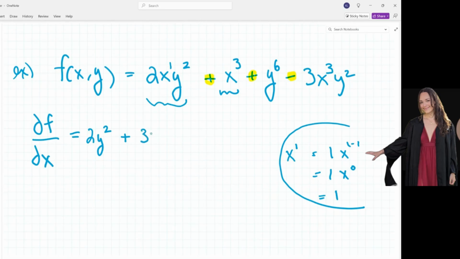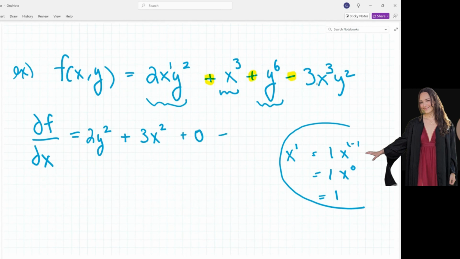So we've got 3x squared. And then what about this term over here? Y to the power of 6. Well, we're differentiating with respect to x. So since y is treated as a constant, the derivative of a constant is 0. So that value is 0.